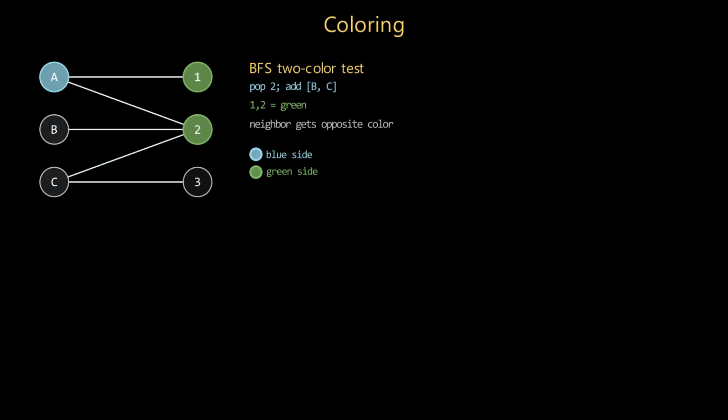Now process node 2. Its uncolored neighbors B and C must be blue, the opposite color from 2. Process C next. Its uncolored neighbor 3 becomes green. For every edge, the endpoints now have opposite colors. Since no same color edge appears, this component is bipartite.